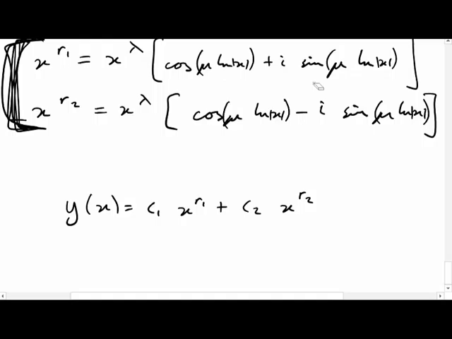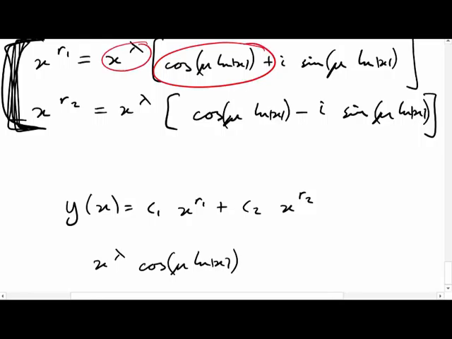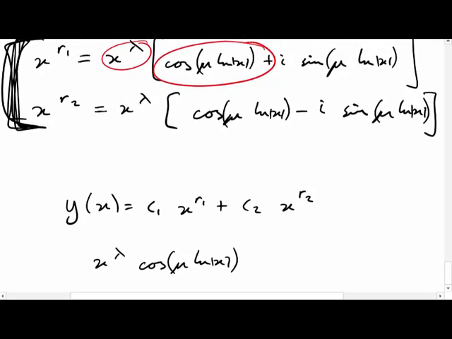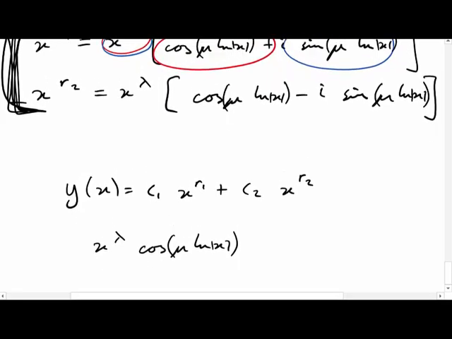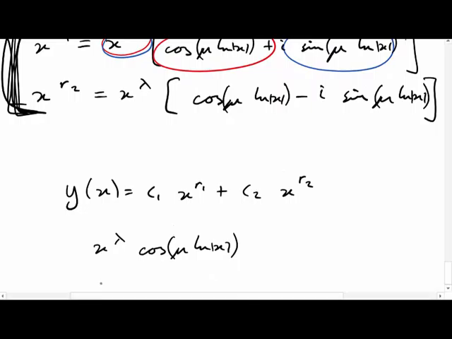Now it can be shown that the real part, so in other words, the real part is what? Well, it's x to the power of lambda times cos of mu times ln x. The real part is just that part there, and of course it's being multiplied by x to the power of lambda. And the imaginary part is what? Well, the imaginary part is still going to have x to the power of lambda, but it's going to be multiplied by the bit which has the i with it. So the imaginary part is x to the power of lambda sine of mu times ln x.